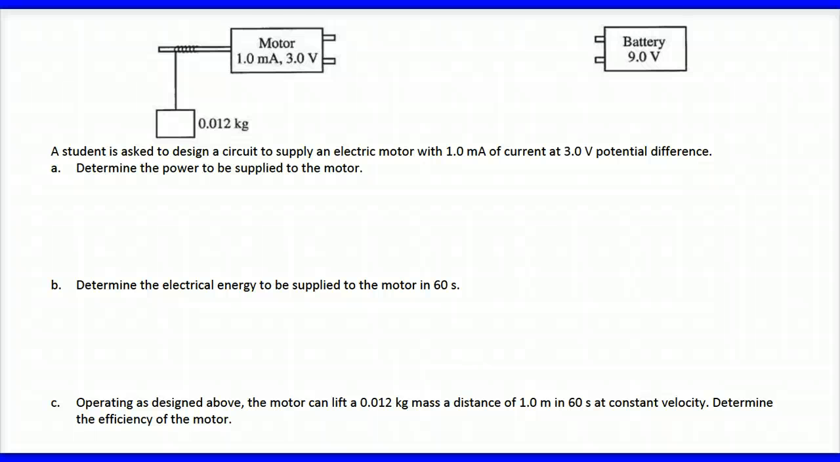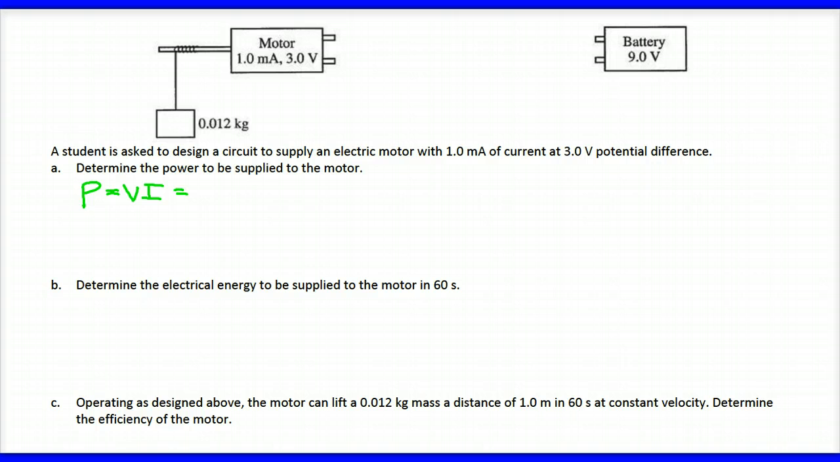This is question number 3 on the circuits review packet. You've got a motor, and you're asked to design a circuit to supply an electric motor with 1 milliamp of current at a 3-volt potential difference. The first part says determine the power to be supplied to the motor. We know that power is equal to voltage times current, and we know the voltage supplied to the motor and the current delivered to it.